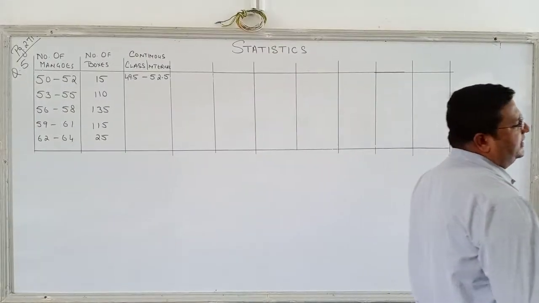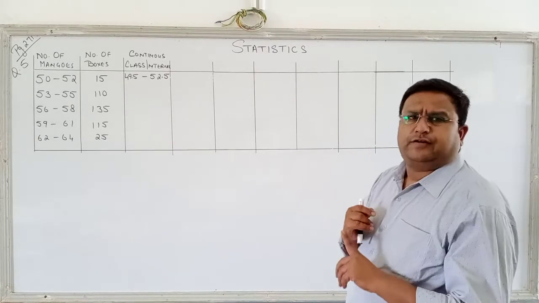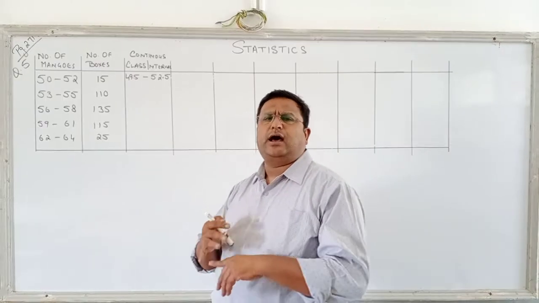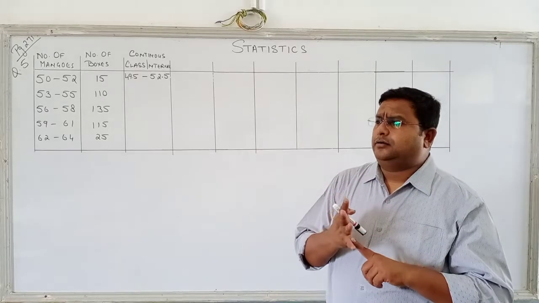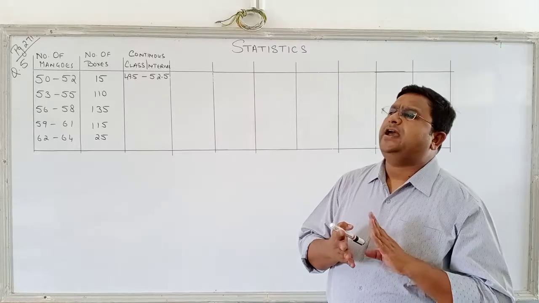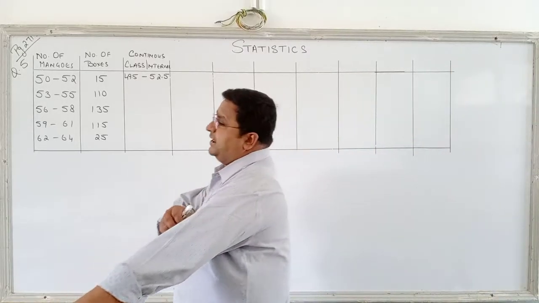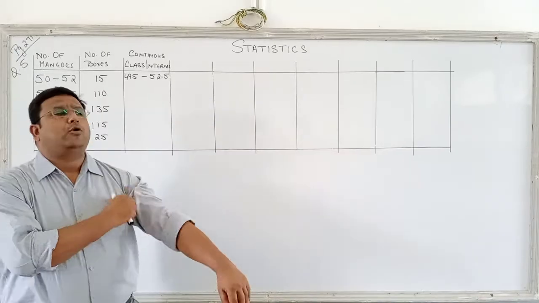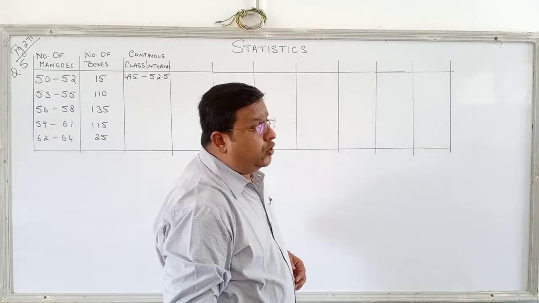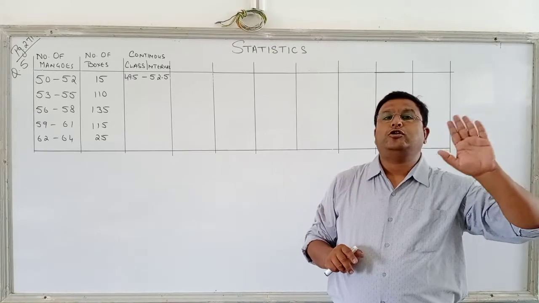Statistics you have done in class 9 also. In class 9 you did collection of data, representation of data on the graph, you did calculation on the data, right? Now here we are again going to move ahead from what we studied in class 9. In class 9 you studied about mean, median, mode of ungrouped data. Ungrouped data, there were no groups.